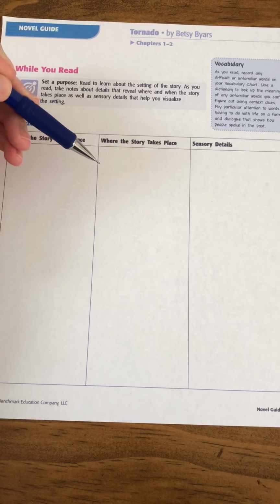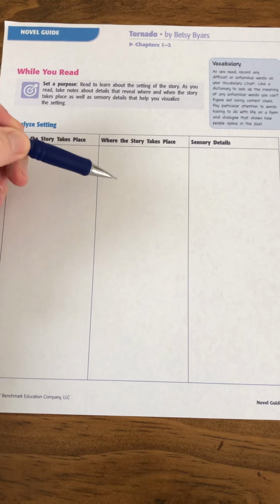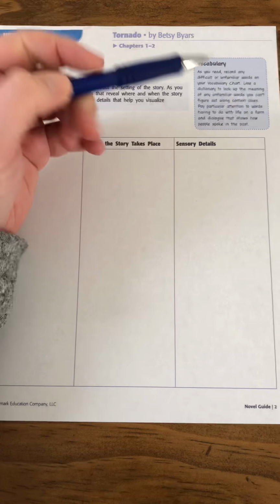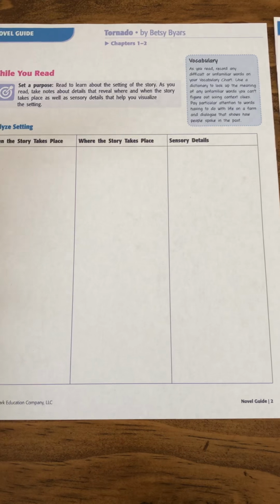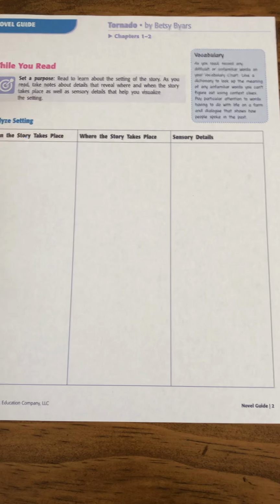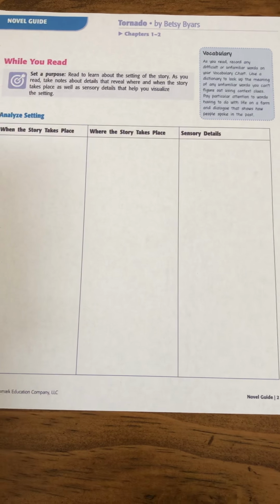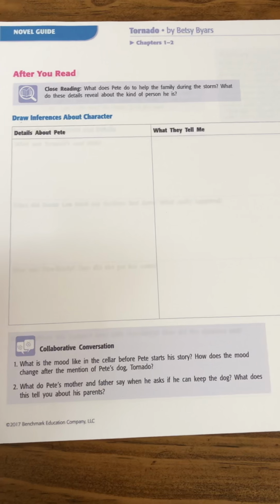Okay, where the story takes place, and you would write here, maybe using bullet points, what information you found about that. And then here, same thing. What sensory details do they use to describe the setting to you? Do they describe how the wind feels or what the grass looks like? Those details can be listed here, okay? When you're done reading chapters 1 and 2, then you would move on to this page, okay?